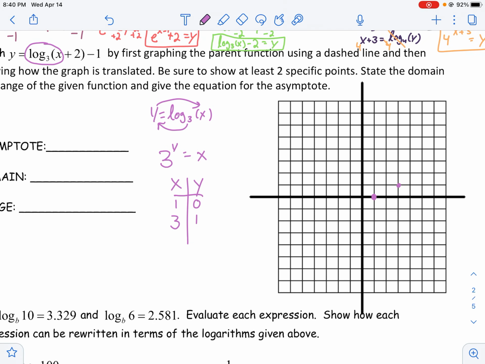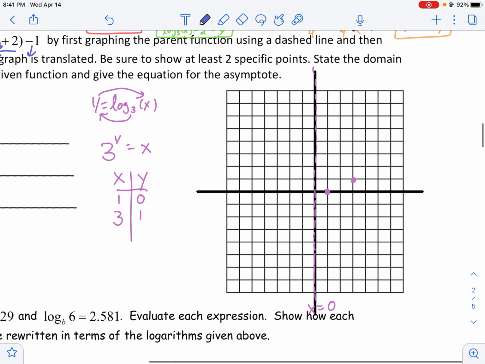So x equals 0. And now let's do all the transformations. In this problem, it's telling us to translate it left 2 and down 1. So we'll start with the asymptote here. Asymptote moving left 2 would be x equals negative 2 here, and then each point left 2, down 1, left 2, down 1. And then there's our graph.